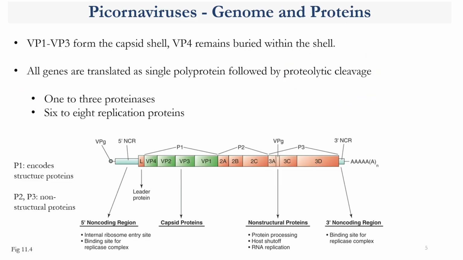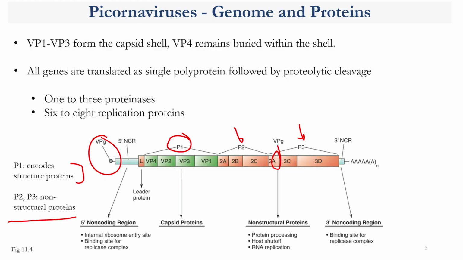So for example, the P1 region that's here, that encodes the structural protein. So proteins that will make up the capsid, okay? P2 and P3 encode non-structural proteins. And you'll see here is that VPG is encoded by the genome. So once it's encoded by the genome, it will bind to the viral RNA, as you can see here, okay? With me so far? Okay.